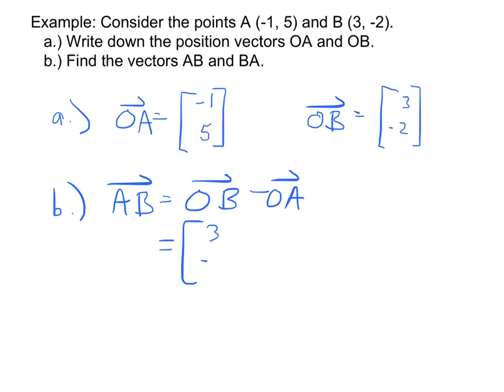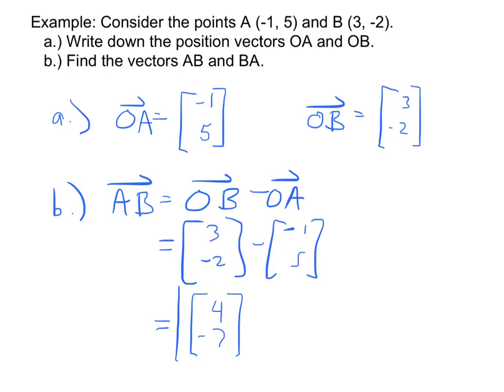For part B, if you want vector AB, the formula says do OB minus OA, which means I'm going to do 3, negative 2 minus negative 1, 5. This is something I haven't covered in these videos yet, but I hope it's clear. If you have one vector minus another one, you just subtract the components. So for this, I'll do 3 minus negative 1 and get 4 for the x-coordinate. Then I'll do negative 2 minus 5, so that's negative 7 for the y-coordinate, and that is vector AB.